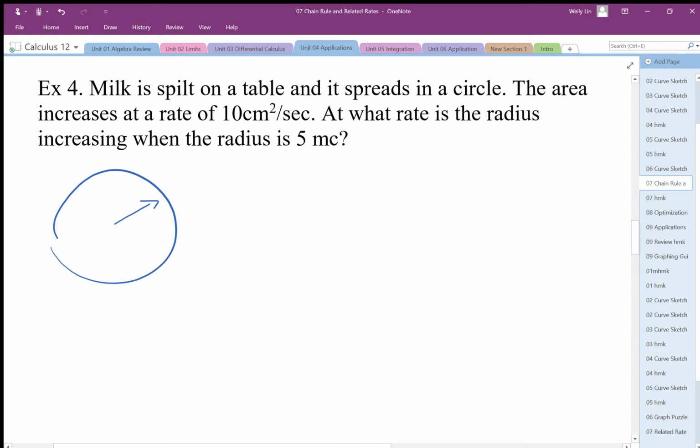At five, I think that should be centimeters. I think that's a typo. Okay, increasing when the radius is 5 centimeters. So again, we need to relate the area to the radius.